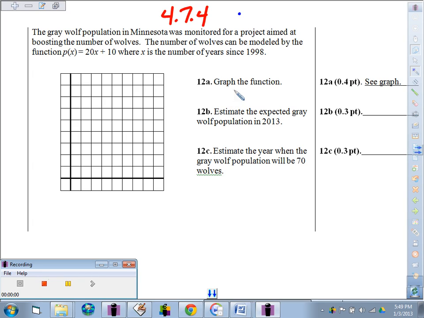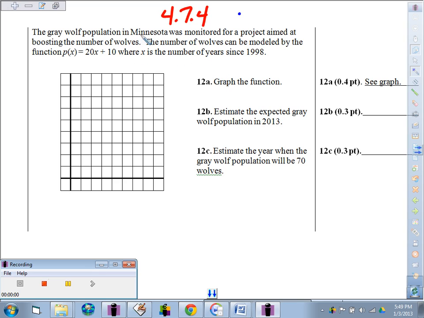Learning target 474 says I can graph a function modeling a real-world situation and use the function to answer questions and interpret answers about the situation. Basically, this is kind of a review of learning target 473. Can I graph a function?